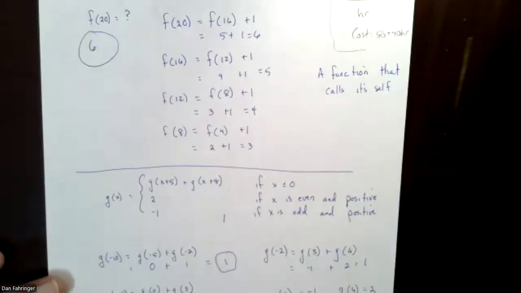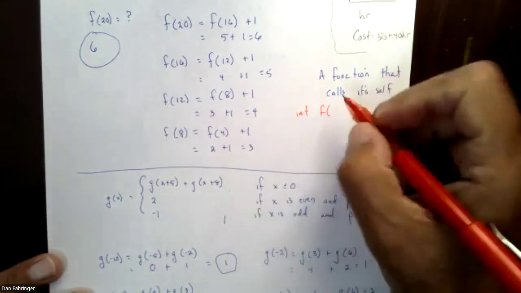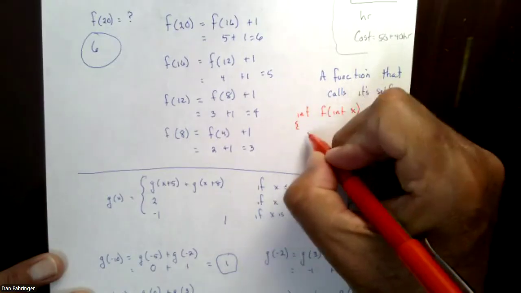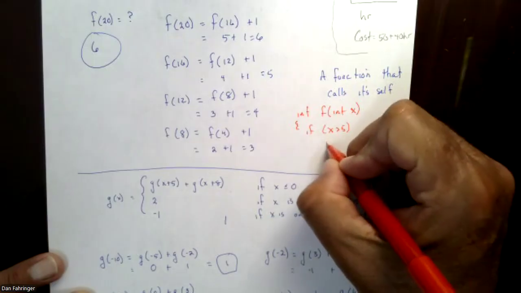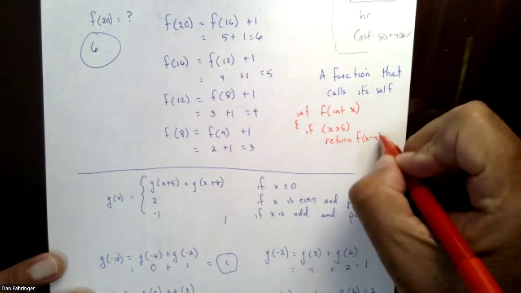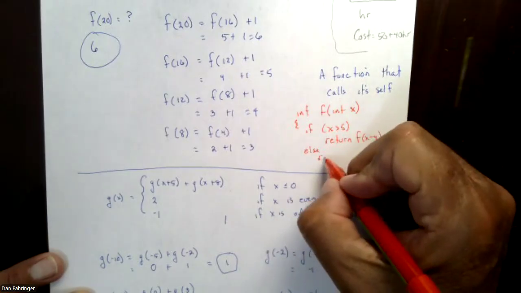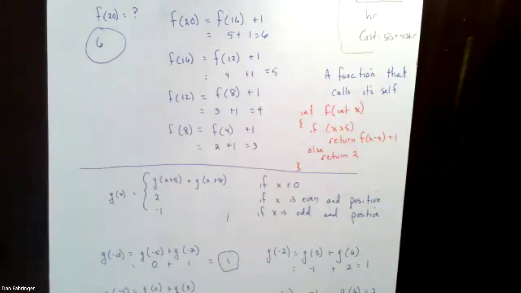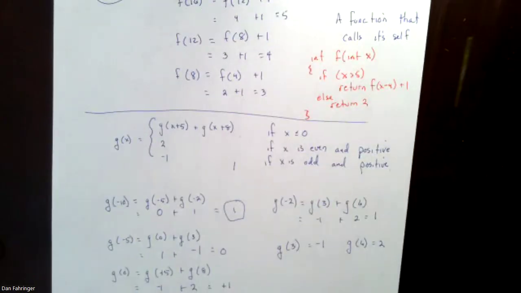What about this one? The second one. What do we have? We have int f of int x. And then we went if x was greater than 5, return f of x minus 4 plus 1, else return 2. Okay. All right, all right, all right. What do you think about that second one?